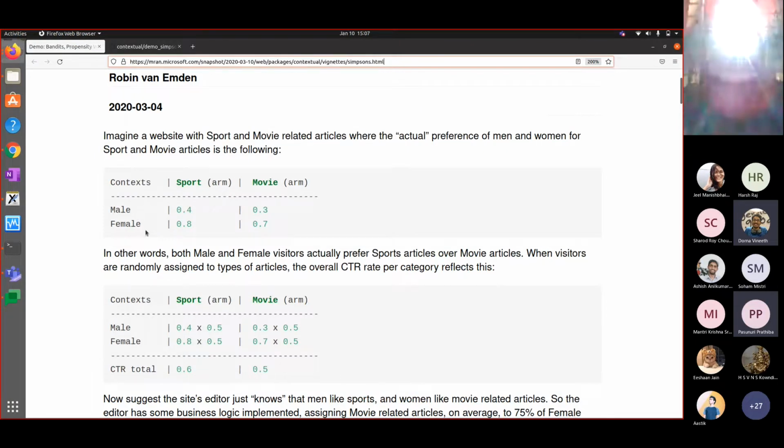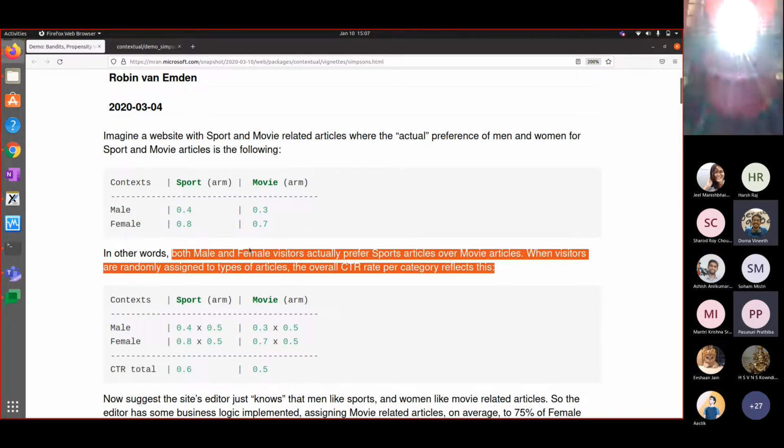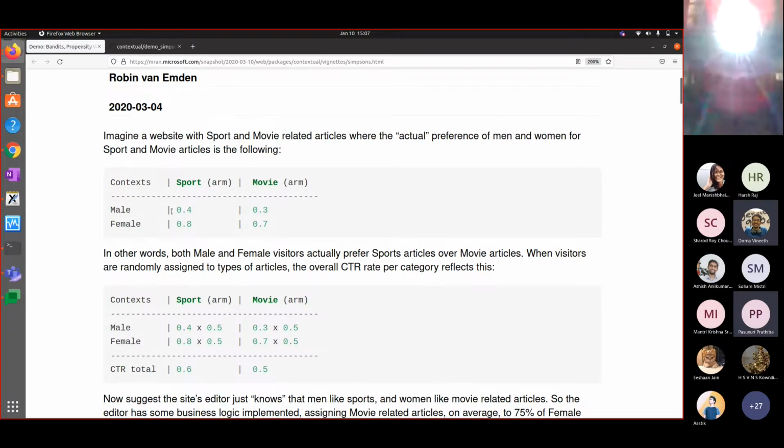So let's look at this. Here, both male and female visitors actually prefer sports articles over movie articles. So there are some rewards. Male is assigning some reward to sport, some reward to movie. But in general, you find that the scale of the female is larger. The reward that females assign to movies is larger than the rewards that the males assign to sport. That's important. These are actual preferences, not normalized preferences.